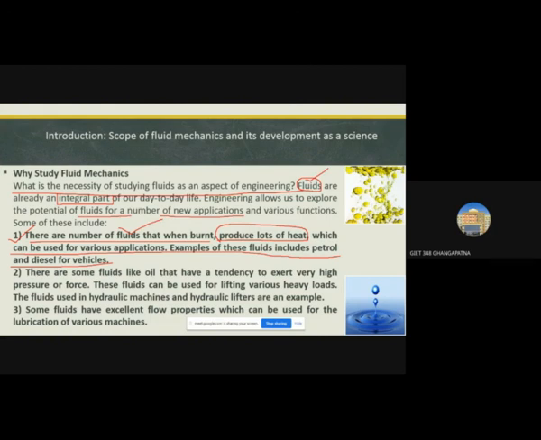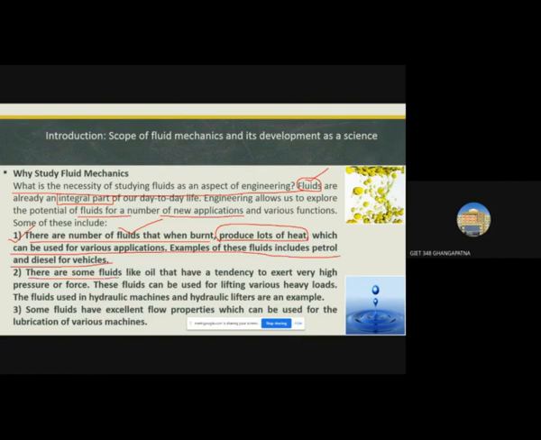That means somebody has done that experiment. After burning petrol, he has calculated, if I burn 1 liter of petrol, how much heat is generated? What is the specific heat of petrol? What is the specific density of petrol? This all comes under fluid mechanics. That is why I am saying it is much more important why we are studying fluid mechanics.